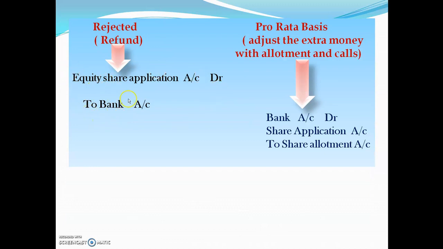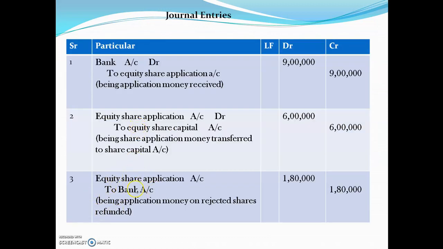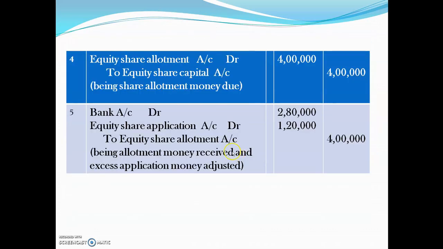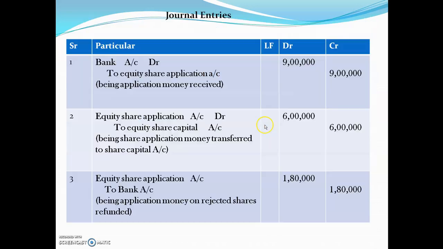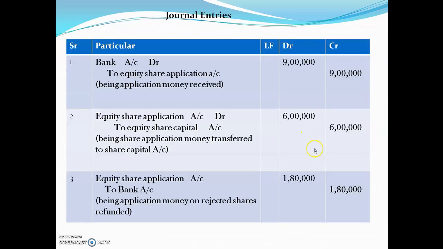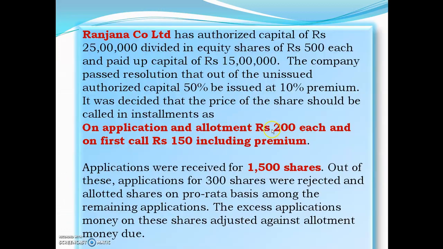This is the rejection entry, that is equity share application account debit to bank account, we did it here as the third entry. And this is the combined entry, that is bank account debit, share application account debit to share allotment account, and we did it here. Okay, so the amount will be 1,20,000, and you can see the working note of this. That is total minus rejected minus issued is equal to excess applications multiplied with application money. The amount is 1,20,000. We have to transfer here that 1,20,000.